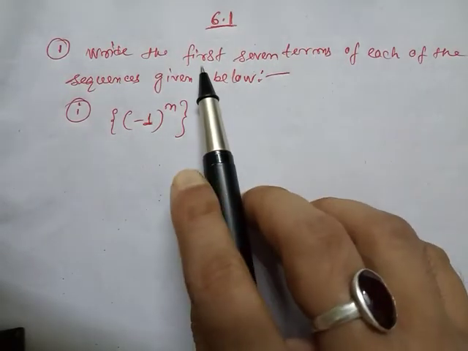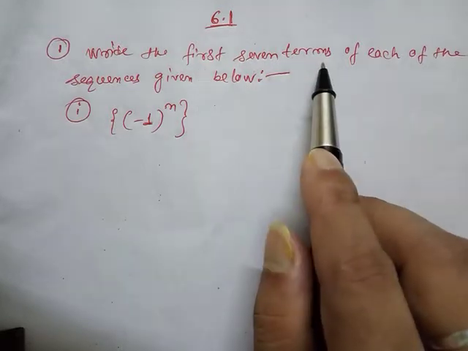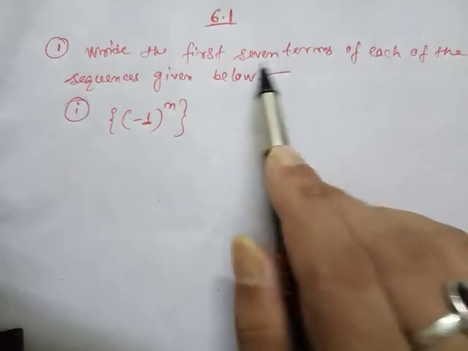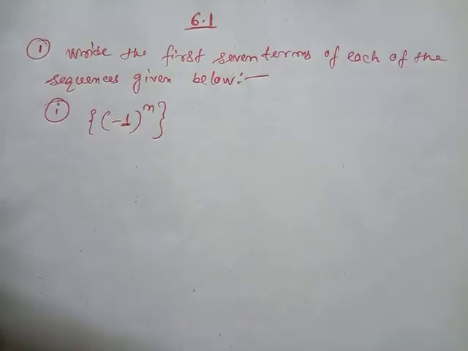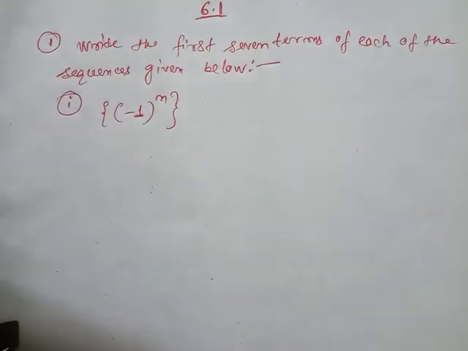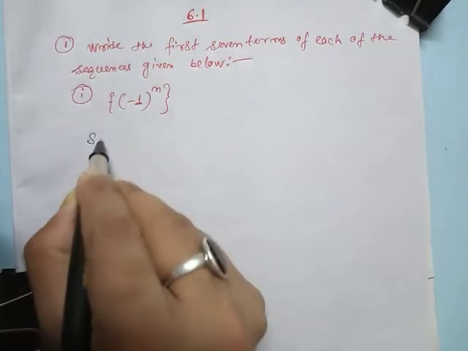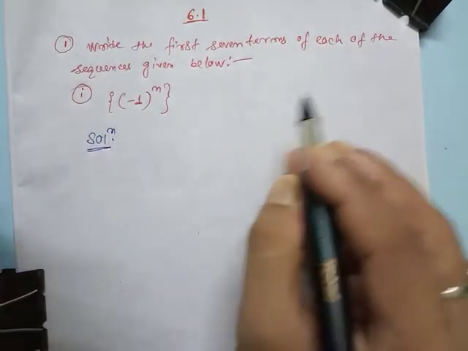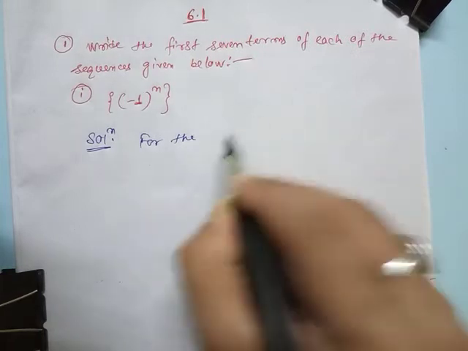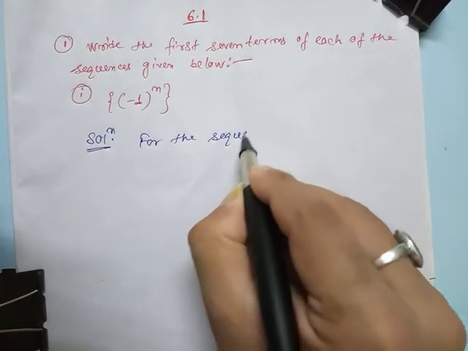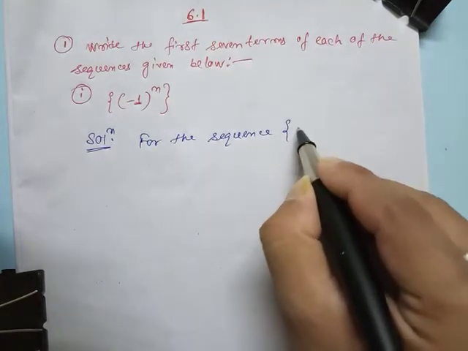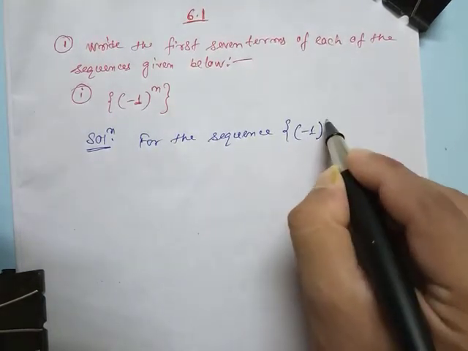We have to find out only the first 7 terms. That's why it is called a finite series. Now how to solve it? Look, I am going to solve it line by line here. First I will write here the solution. Then for the sequence, I will write this question here, (-1)^n.